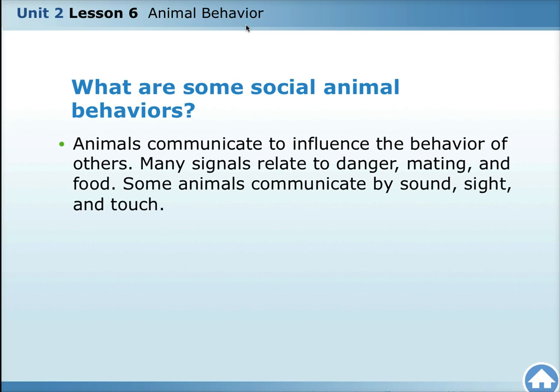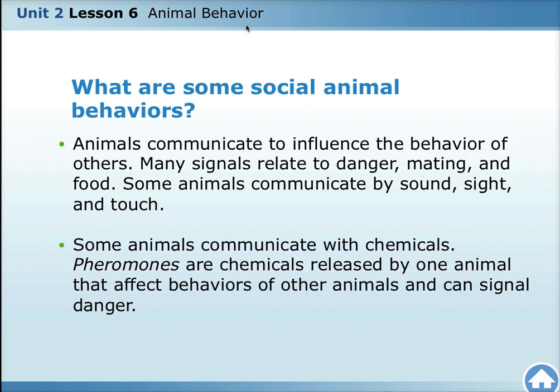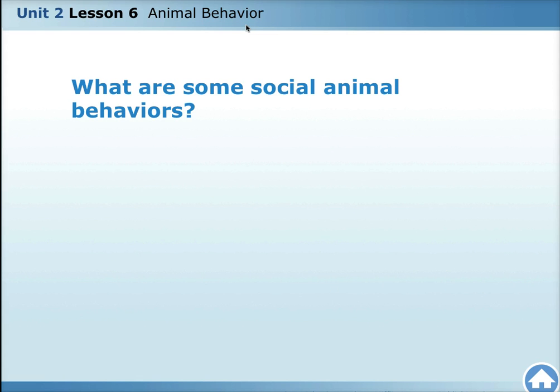Animals communicate to influence the behavior of others. Many signals relate to danger, mating, and food. Some animals communicate by sound, sight, and touch. Some animals communicate with chemicals. Pheromones are chemicals released by one animal that affect behaviors of other animals and can signal danger.